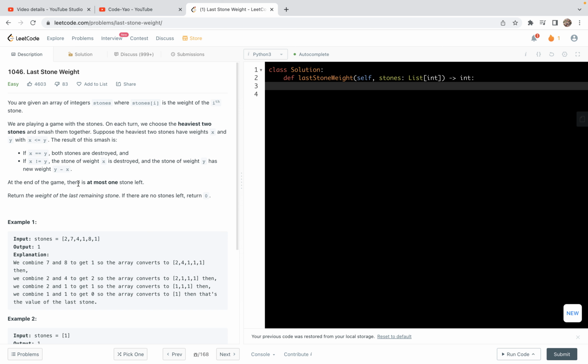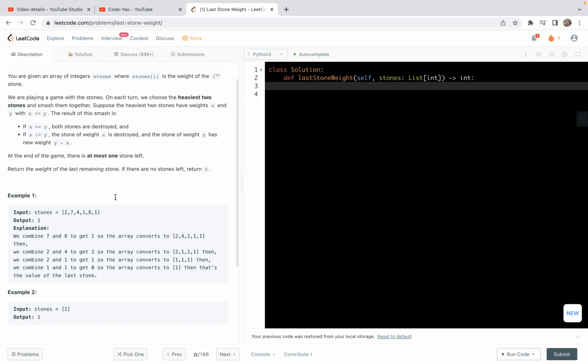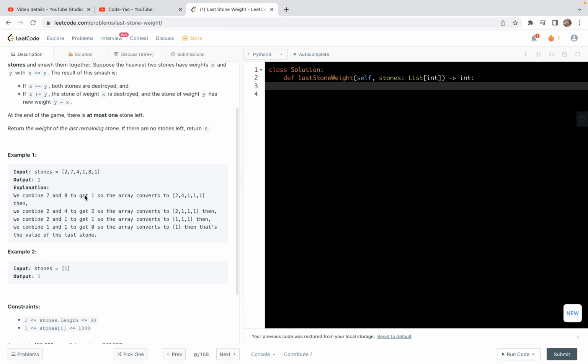So at the end of the game, there is at most one stone left. We want to return the weight of the last remaining stone. Otherwise, if there are no stones, we just need to return 0. So here are two examples. Example 2 is very special. It's sort of a special state, right? In this one it contains only one stone, so we just return the weight itself. In the first example, the output is also 1, but with a different procedure, right?